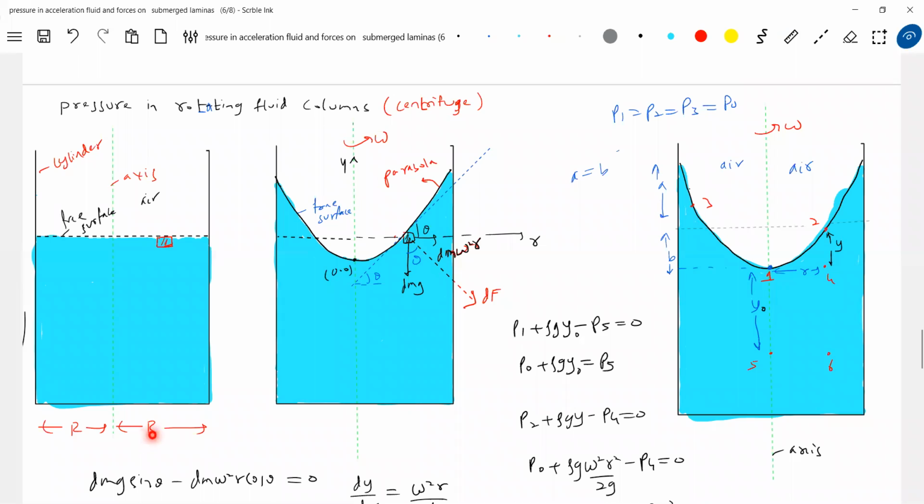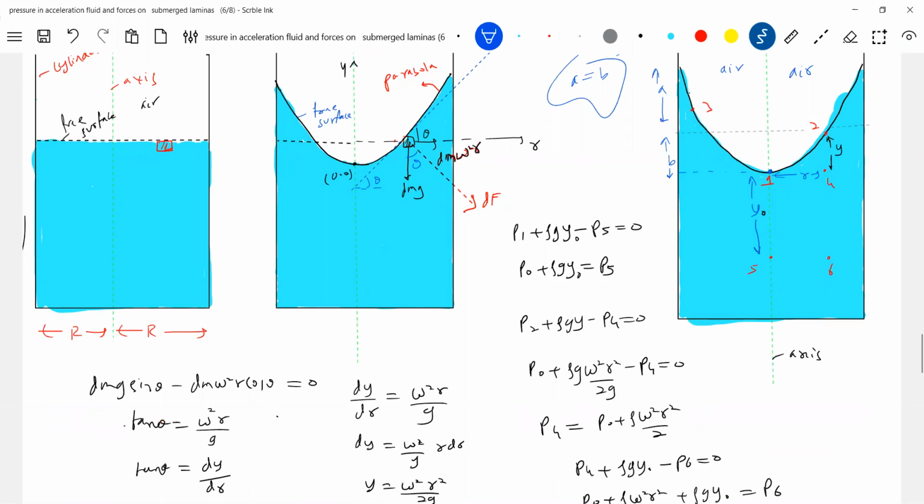I wrote R and R, you can see that one. So how much it will rise at the edge, that much it will fall here. So the rise of liquid at the edge should be equal to the fall of the liquid at the axis. I think from mass we have to show it, no other way. I'm just concluding this directly as information.